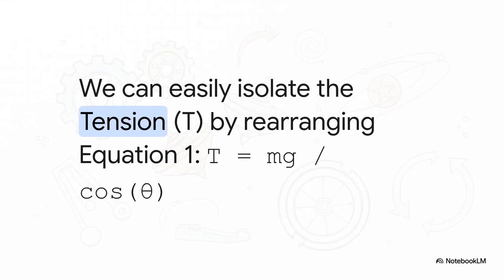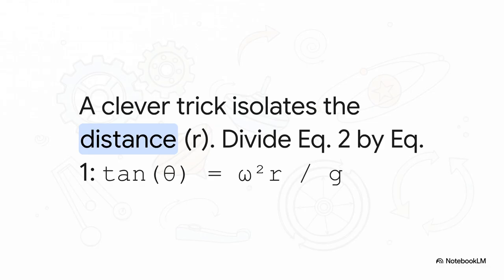Finding the tension is kind of the low-hanging fruit here. If we just look at our first equation, we can get T all by itself super easily. We already know m, g, and the angle, so we just have to shuffle it around a bit. Now to find R, we can use a really cool little trick. Watch what happens if we take our second equation and divide the whole thing by our first equation. The tension, T, on the top and on the bottom, poof, it just cancels out. This leaves us with a really clean equation to solve for our last unknown, R.